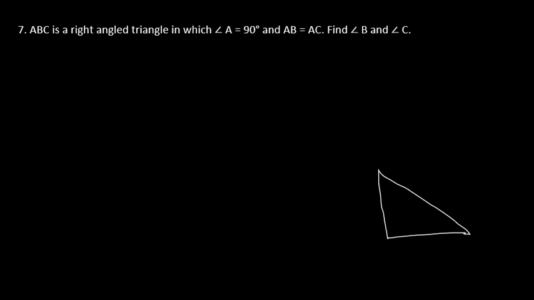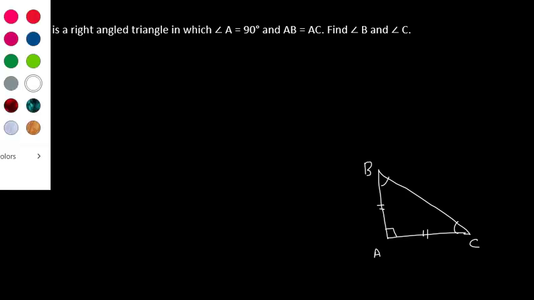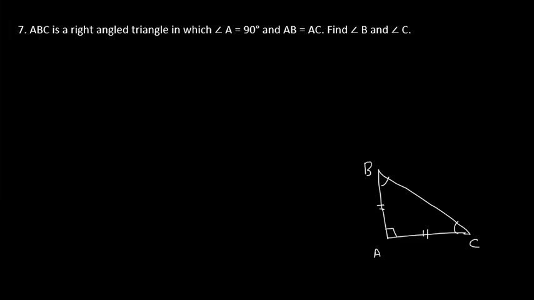This triangle is right angled at angle A, so angle A is 90 degrees. AB is equal to AC. We have to find the value of angle B and angle C. As AB is equal to AC, this is an isosceles triangle, right? Isosceles triangle means their opposite angles are equal. Okay, so here we will start with the given.